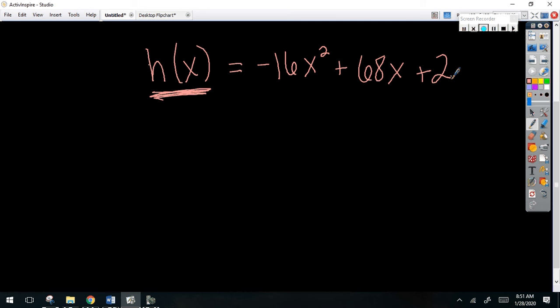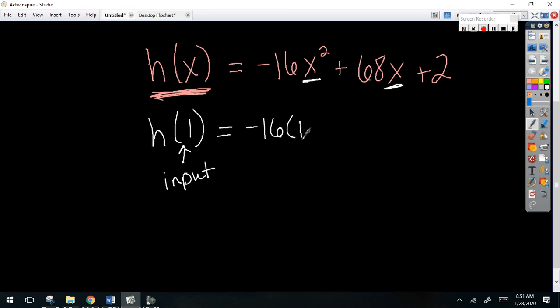The function is h. What is the input? X. What if I asked you, what is h of 1? What does that mean? Whatever is in the parentheses is my input. So my input now is 1. So I replace every x with 1. Does that make sense to you guys?